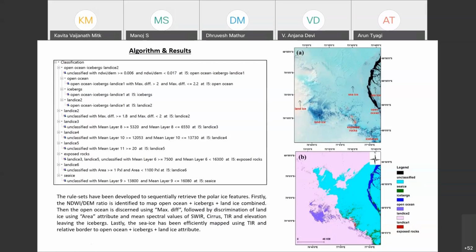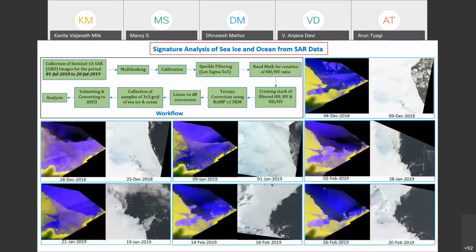So in these two levels, we classified the features, and we got very good results using this particular method. But since it's not only about the technique, it is also about the operational monitoring, that's why we'll be using the SAR data as well, and a similar algorithm we are developing for the same purpose.